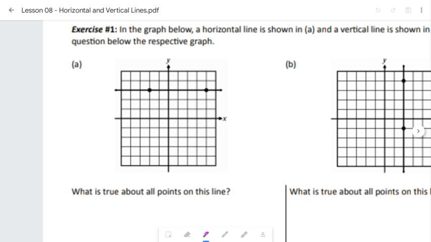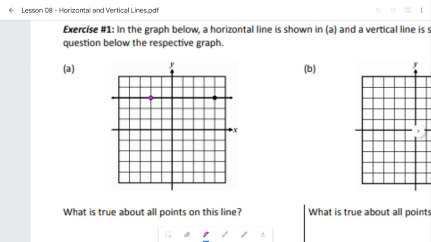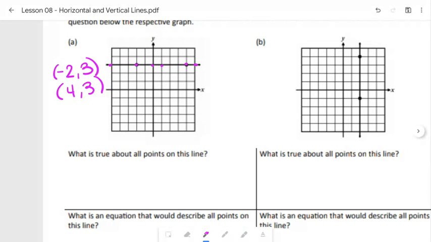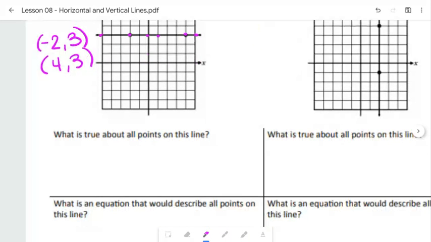On this graph on the left first, what's true about all the points? Well, we have 2 points highlighted. One of those points is (-2, 3), while the other point is at (4, 3). And I could go and get all the other points if I really wanted to, like (0, 3), (1, 3), (5, 3), (-5, 3). So the big thing I should notice about all these points on this horizontal line is that all the y values are 3.